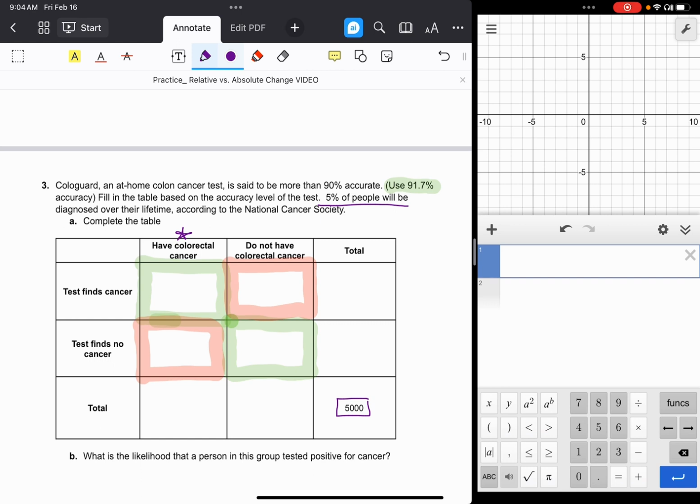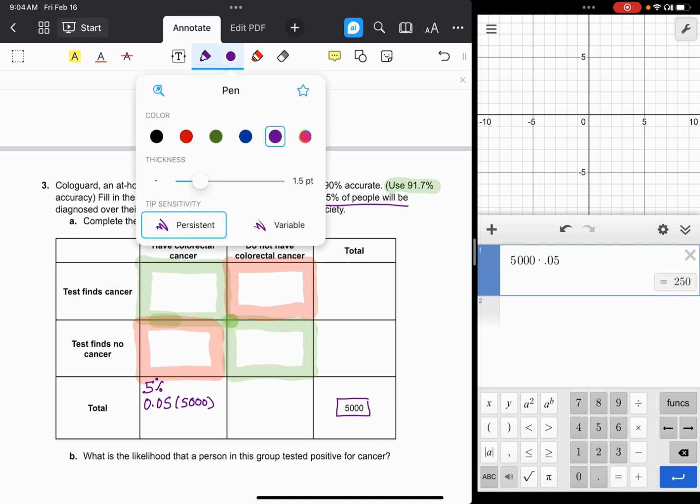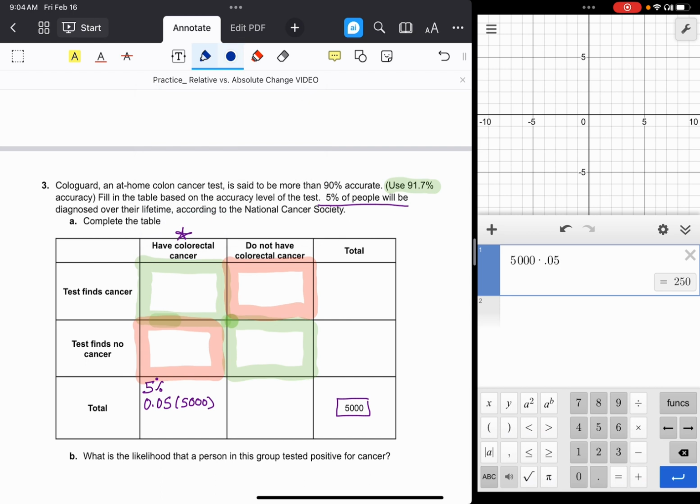Now, 5% of that number are going to have colon cancer. And so that 5% is going to be down here. It's going to be this box right here. So 5% of that 5,000, so that would be 0.05 of 5,000, would have cancer. So we're going to go over to our calculator, 5,000 times 0.05. And I'm going to make it in a different color. My work's in purple and the final values are in blue. So 250 people have colon cancer.